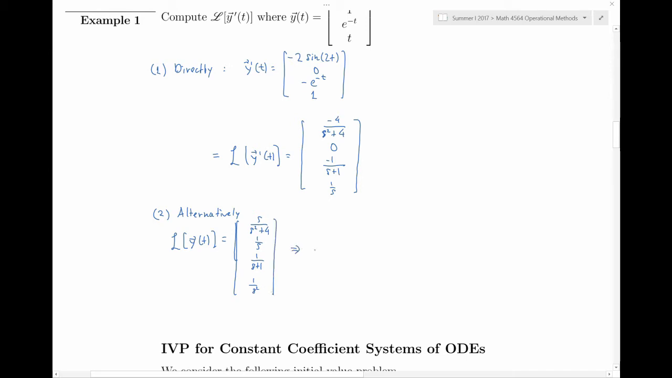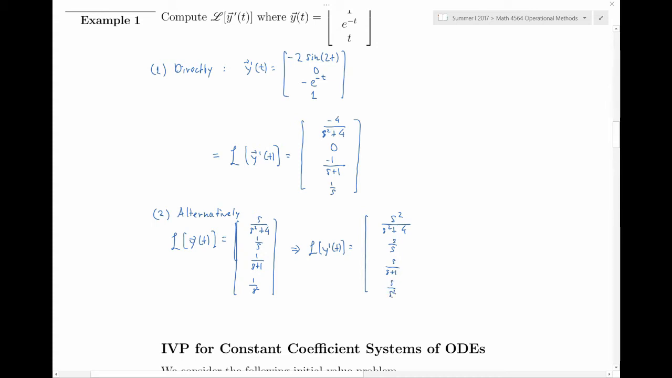Therefore, the Laplace transform of the derivative is going to be the Laplace transform multiplied by s. So it's going to be s squared over s squared plus 4, s over s in the second component, then s over s plus 1, and then finally s over s squared.